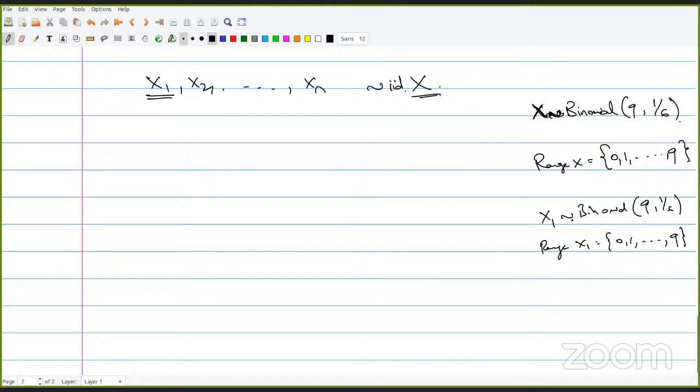Okay. So not only X1, Xi's follow binomial 9 comma 1 by 6, where the range of these random variables is from 0 to 9. Now, if I wanted to look at the sample mean, so this is the sample. Sample mean is simple: you just add all the values and divide by the number of samples you have. So this will be the sample mean, right?